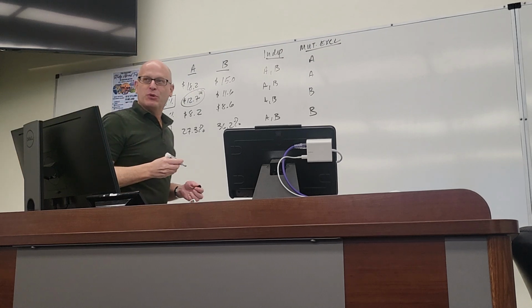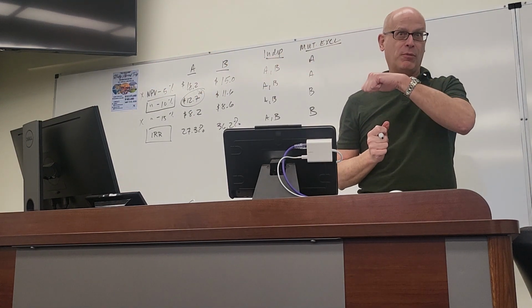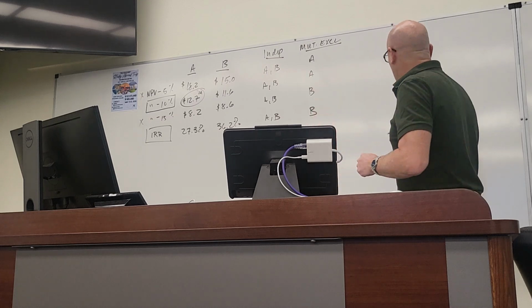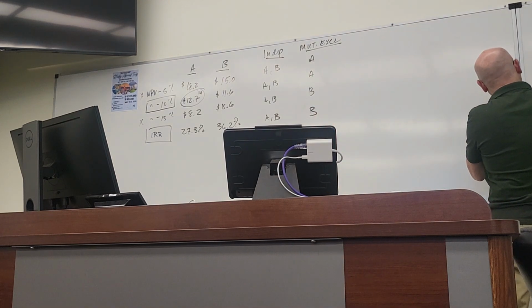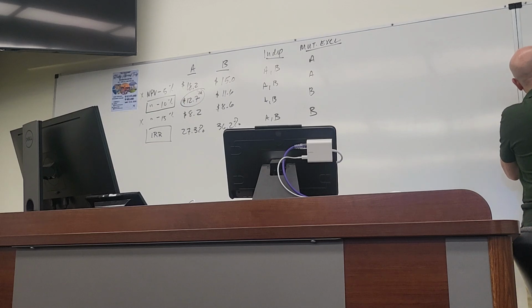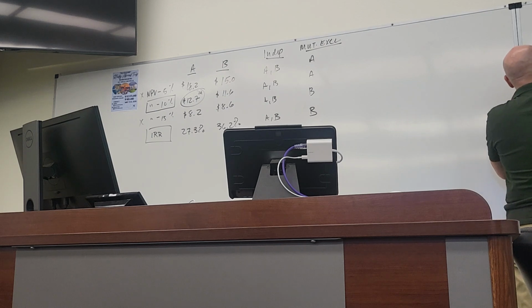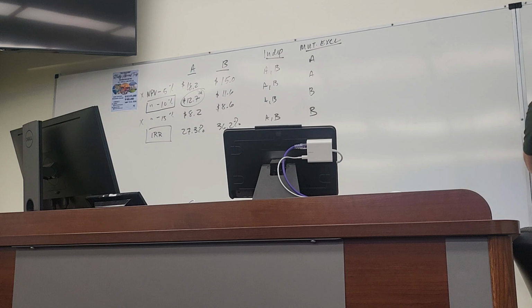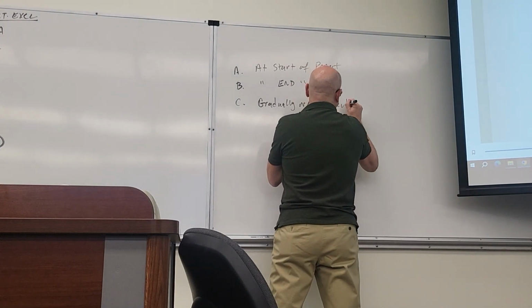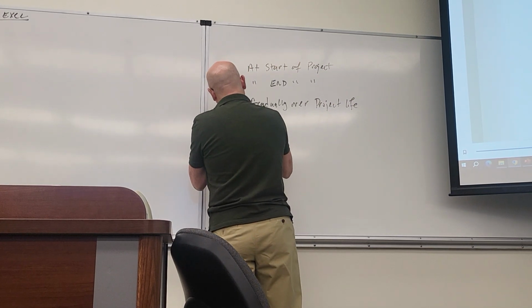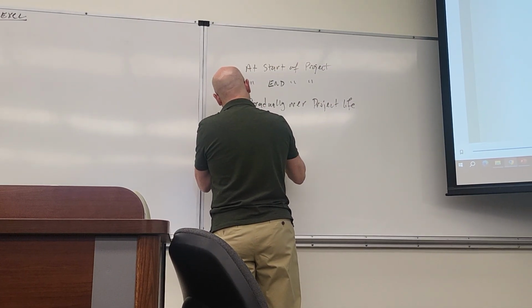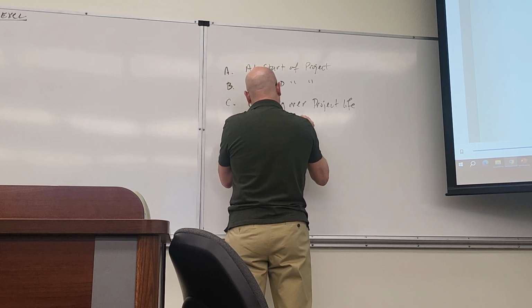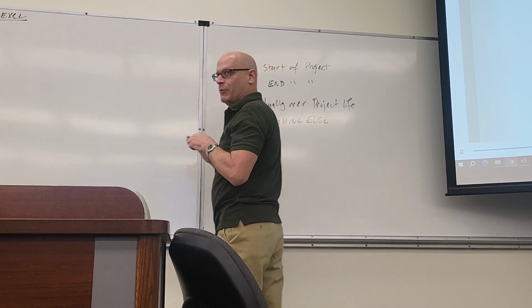So here's a quick multiple choice question. When should the value change by 12.7 million, right? So when? Should it change at A, the start of the project? B, at the end of the project? C, gradually over the project life? Or D, something else? What do you guys think?